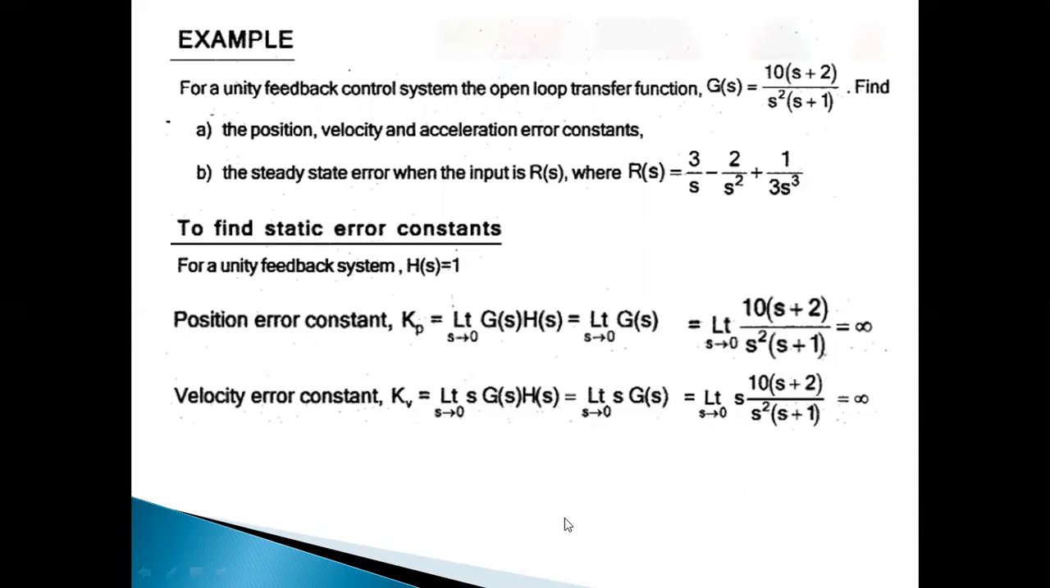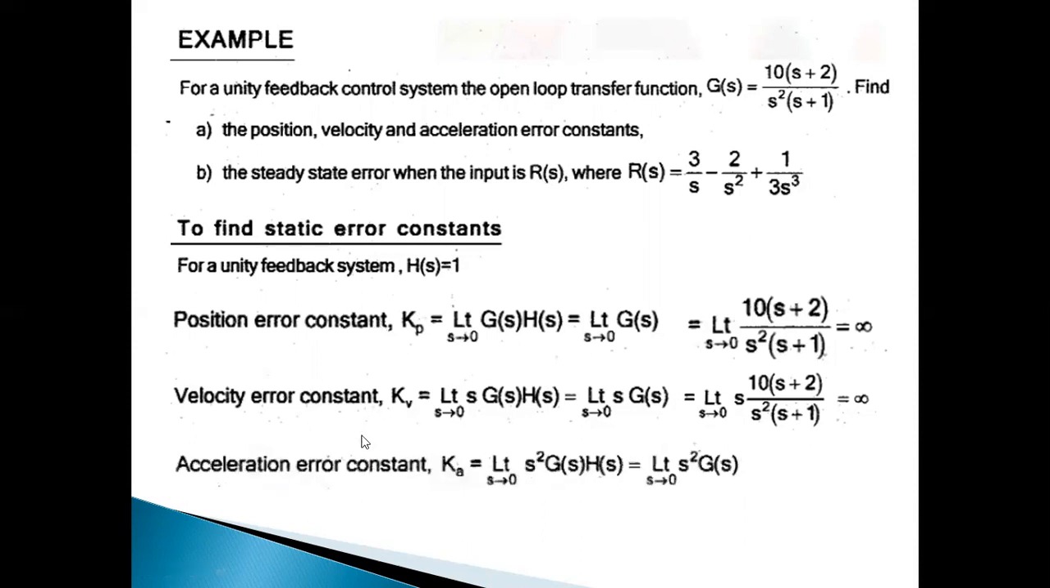So find out the acceleration error constant. The acceleration error constant is equal to limit s tends to 0, s square into G of s H of s. So how much will you get? That is 20. The s square term and the s square term get cancelled.